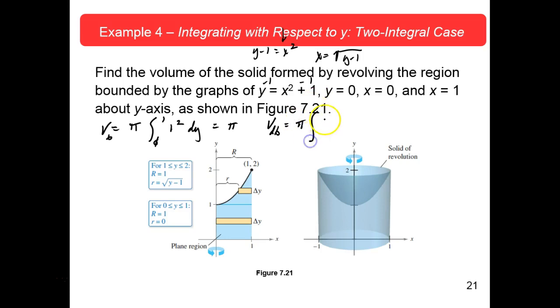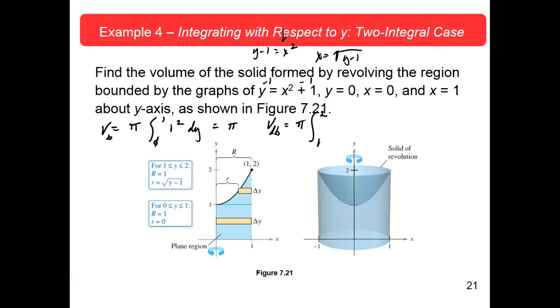Pi times the integral from 0 to 1. Wait. Your integral is always going, yes, 1 to 2. It always goes by what your D is, and your D here is y, so y goes from 1 to 2. Continue. Square root of y minus 1 squared. Say that one more time. Square root of y minus 1 squared.